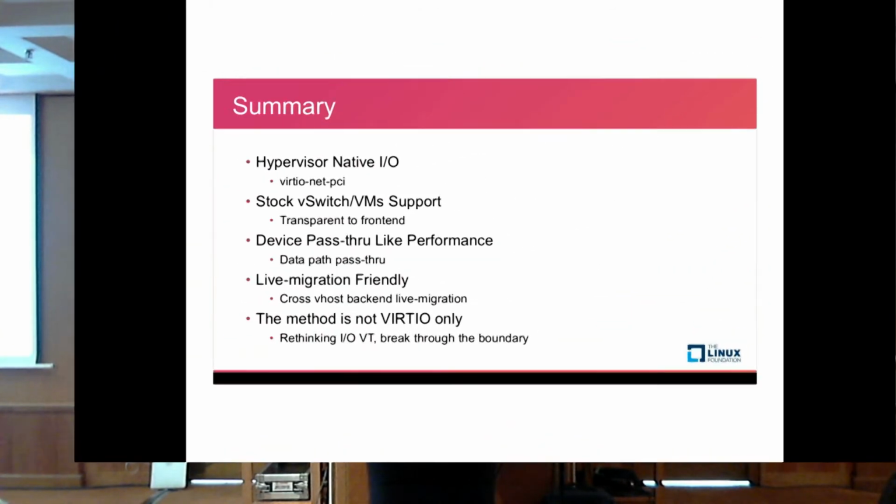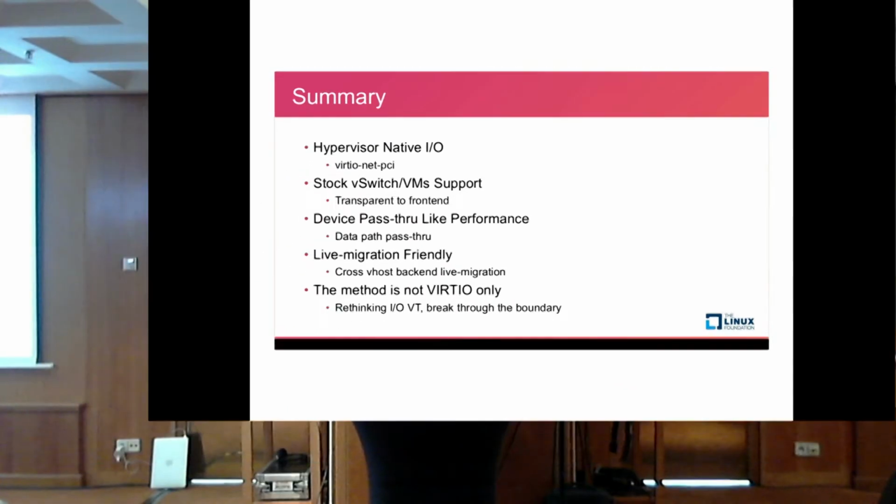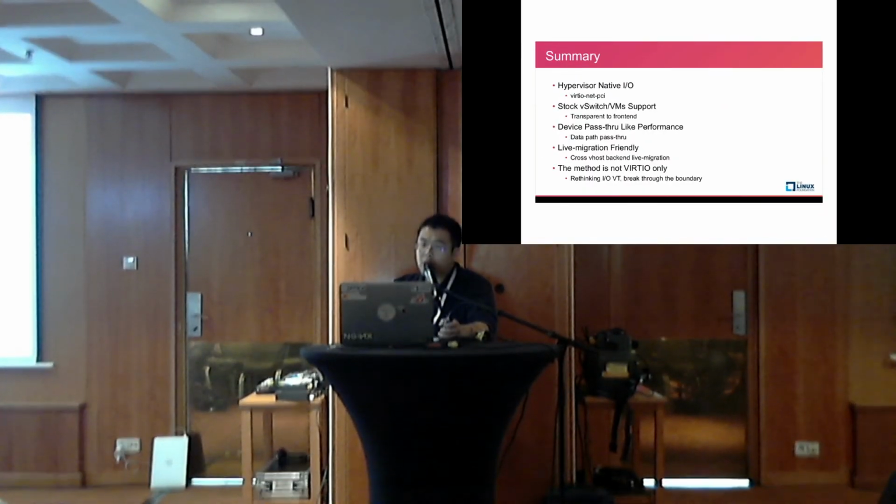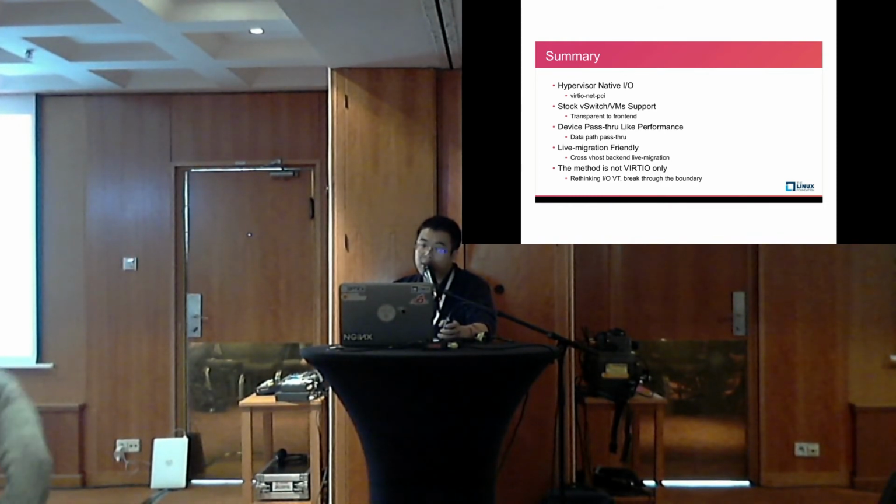In summary, if we review the goal we are going to achieve, we have mentioned how to make hypervisor-native I/O accelerated by a device. We are talking about virtio-net PCI. And it's going to transparently support the stock VM, with no awareness at all on the front-end side. And why it can get better performance is that it's just like device pass-through, but instead it's a data bus pass-through. And it's live-migration friendly. The infrastructure just depends on how you design your accelerator.